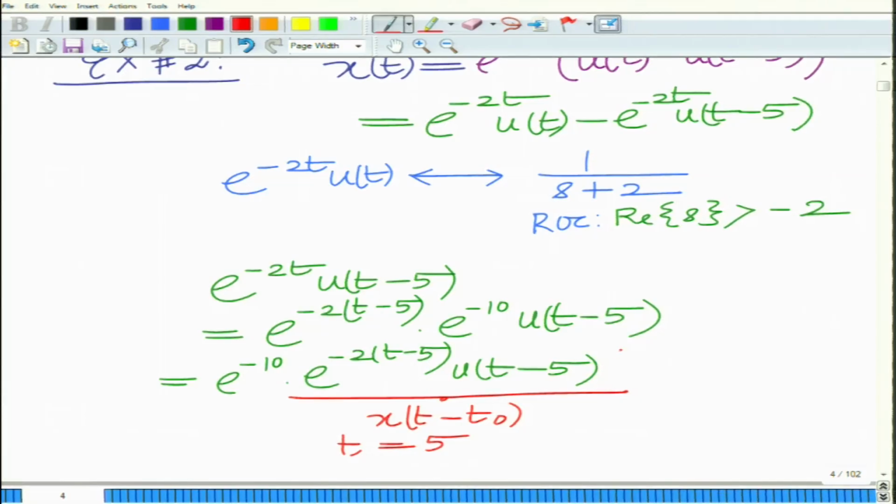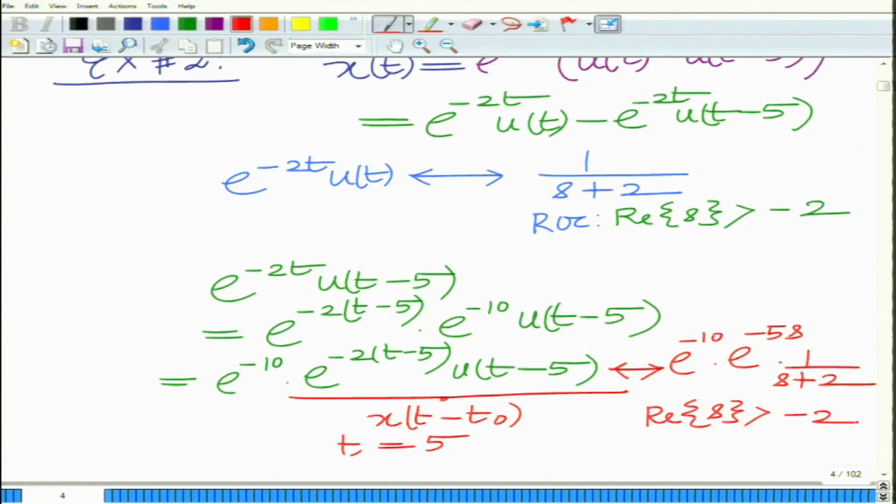Therefore, the Laplace transform of this will be, well, first we have the constant e raised to minus 10, into e raised to minus s t naught, where t naught is 5. So this will be e raised to minus 5s into 1 over s plus 2, which is the Laplace transform of e raised to minus 2t u(t), and the ROC will be again real part of s greater than minus 2.